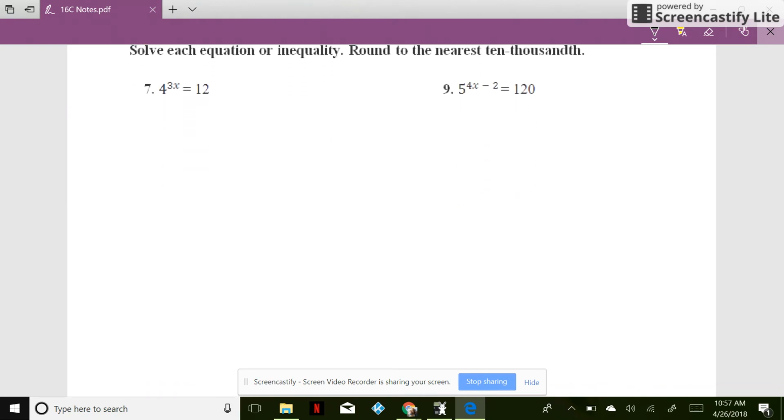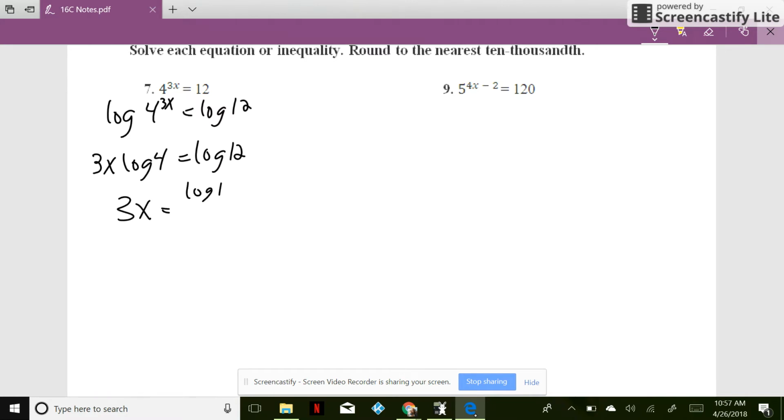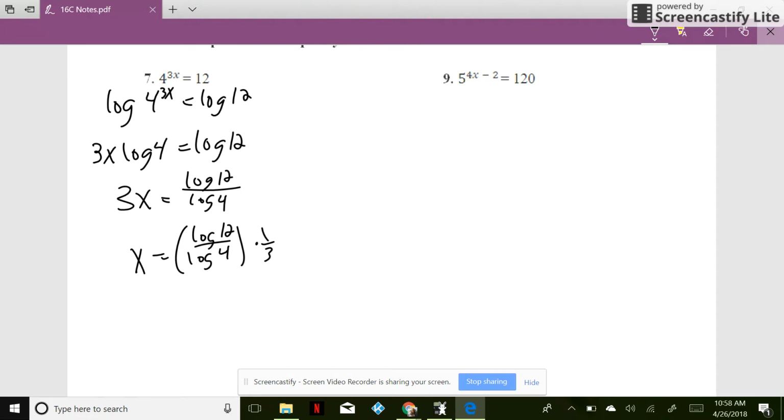So let's work through these. So we want to take the log of both sides. So log of 4 to the 3x is equal to log of 12. We can bring that 3x to the outside. Divide log 12 divided by log 4. And so then x would be log 12 over log 4. I'm going to say times 1/3. We're dividing by 3.